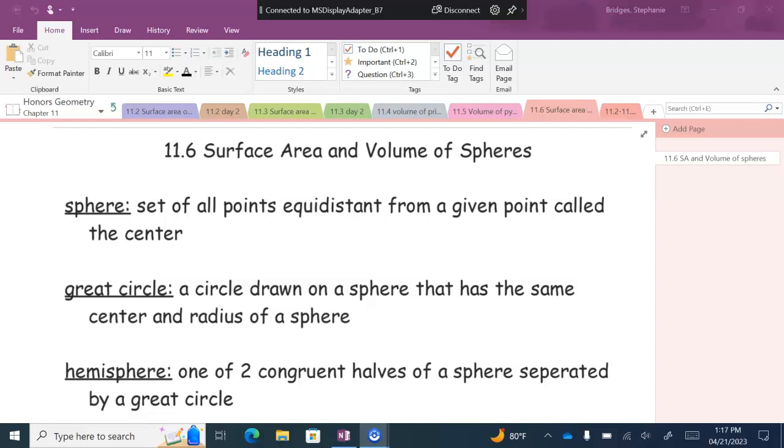Okay, so it is a circle. It is drawn on a sphere, and it has the same center and the radius as the sphere. So what we mean by that is when we draw a circle, the length around the sphere has the same center and radius. So the great circle would be like right around there, like the equator on Earth. And then a hemisphere is one of two congruent halves of a sphere separated by the great circle. Speaking of Earth, we have the northern and southern hemisphere. So that's a very good example of a sphere and what the parts look like.